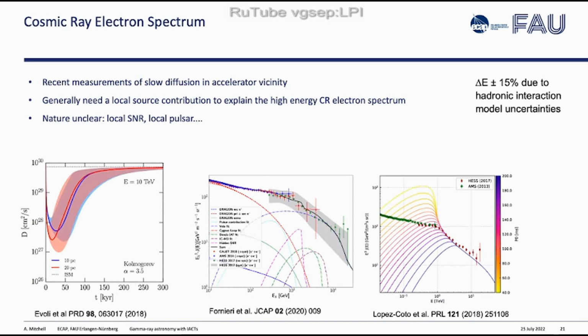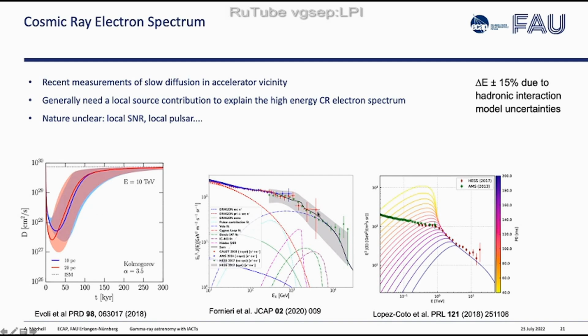And so just one of the last things I wanted to cover is the cosmic ray electron spectrum. This is because recent results using gamma rays have shown that for a few accelerator systems, we have slow diffusion in the vicinity of an accelerator. So the cosmic rays generate their own turbulence, and some self-generated confinement occurs, which really slows down the diffusion. And this leads to a challenge in explaining the cosmic ray electron spectrum.